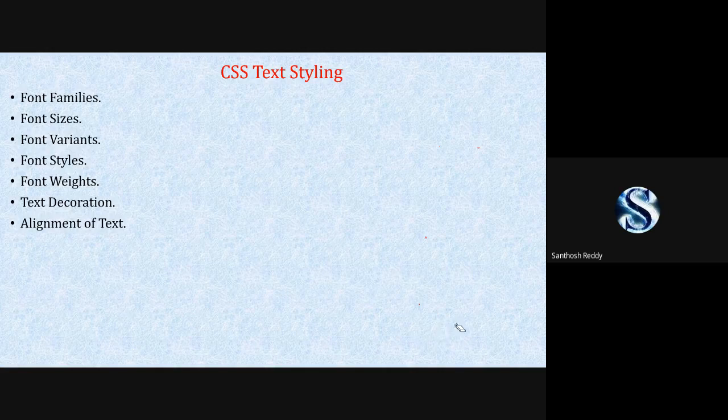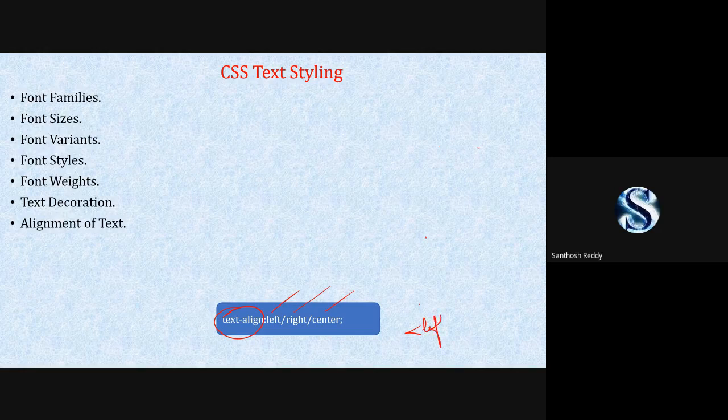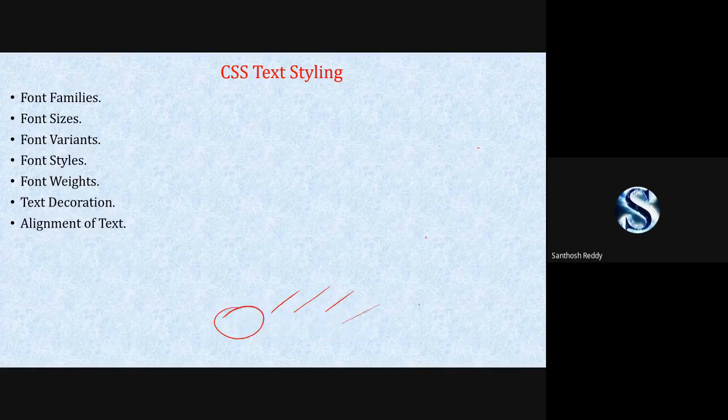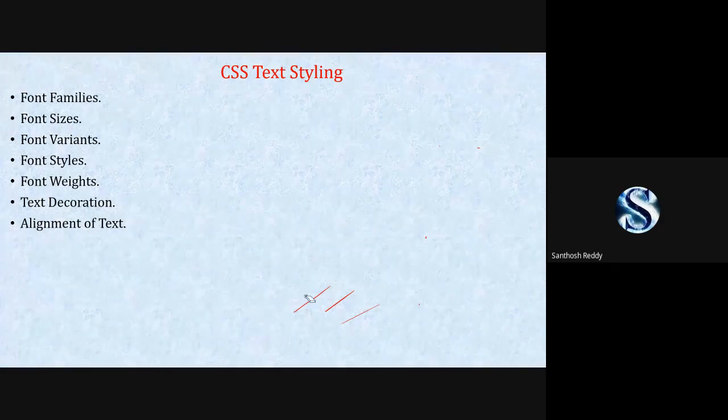Next, alignment of text. Earlier we used text alignment. The same way here also we have left, right, center. This will be your property. Earlier we used tags like left, center, right, text align hyphen. This is the same, but we are applying it in CSS format. That's it. Next, this is all about your text styling.